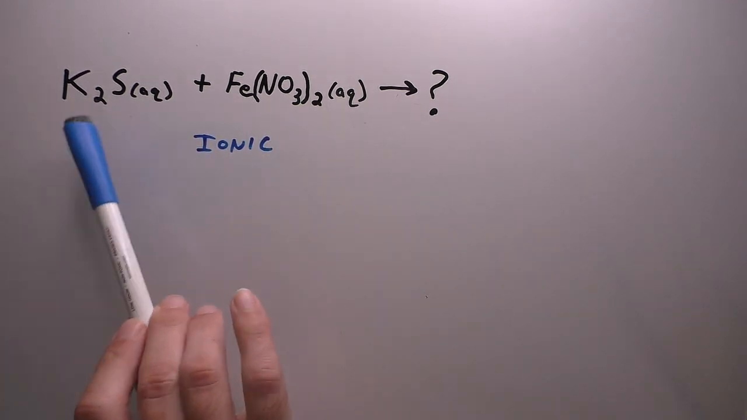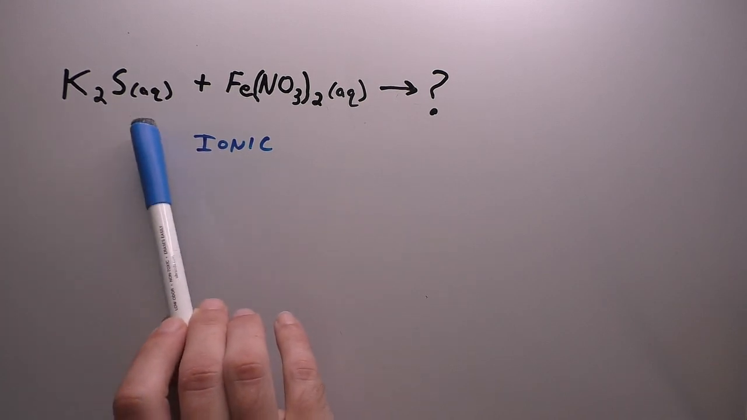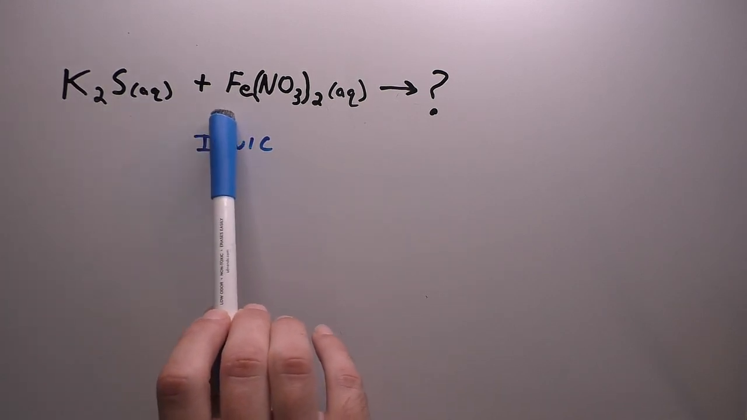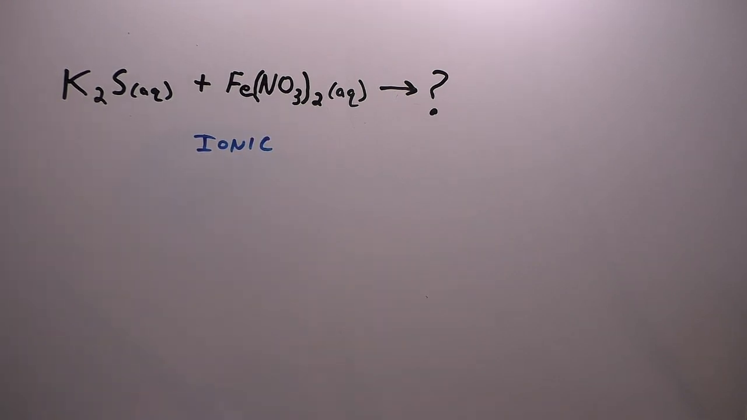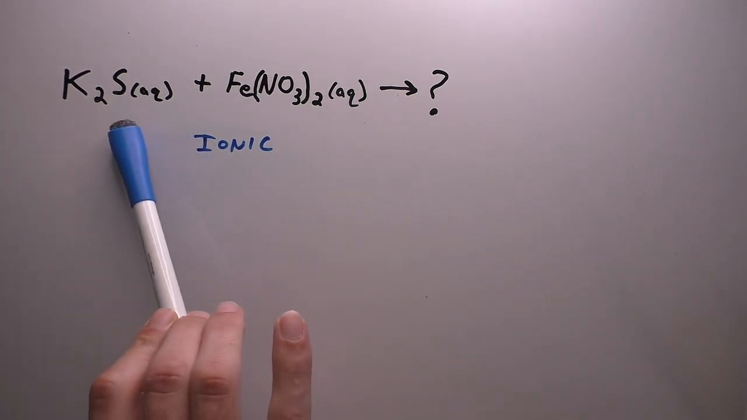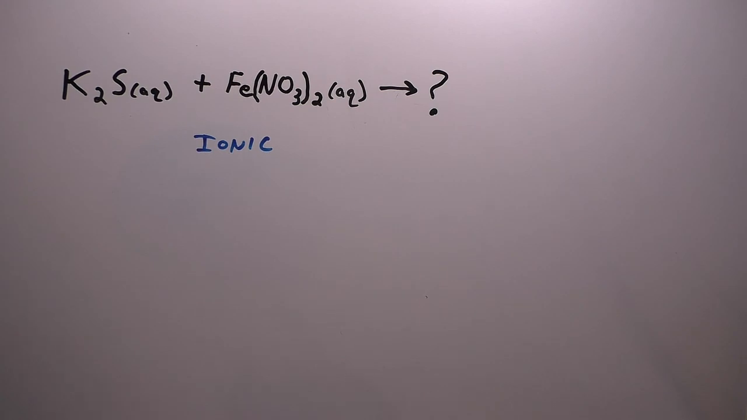Instead, we have potassium ions floating around, we have sulfide ions floating around, ferrous ions floating around, and nitrate ions floating around. So these formulas, as they're written, tend to give the wrong impression, but nonetheless, they are a more concise way of representing this left-hand side of the equation.